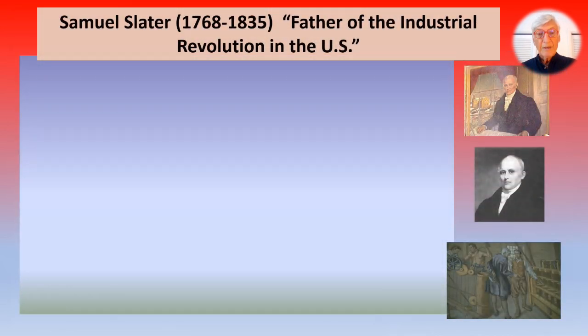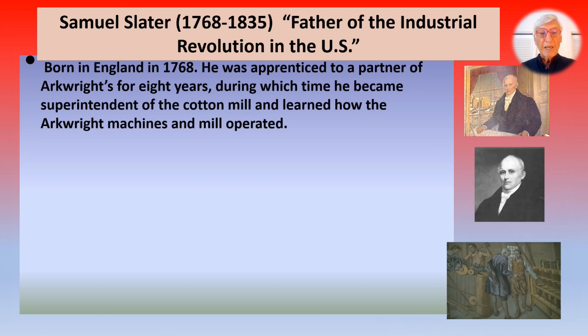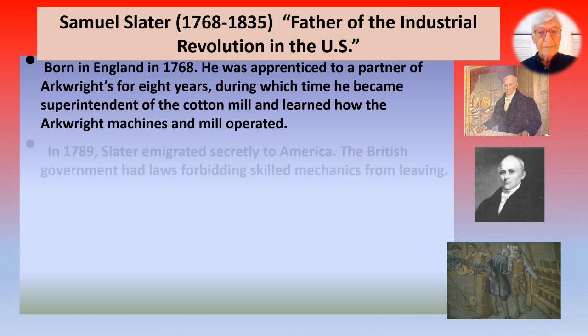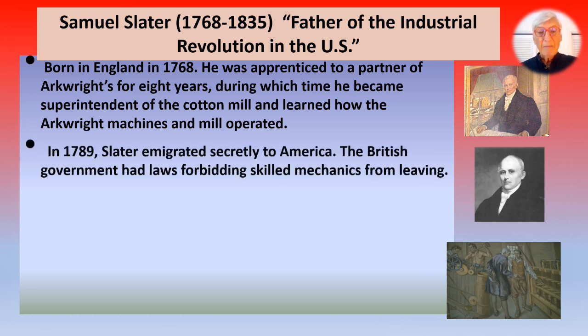Samuel Slater, born in England in 1768, was apprenticed to a partner of Arkwright's for 8 years, during which time he became superintendent of the cotton mill and learned how the Arkwright machines and mill operated. In 1789, he emigrated secretly to America. The British government had laws forbidding skilled mechanics from leaving.